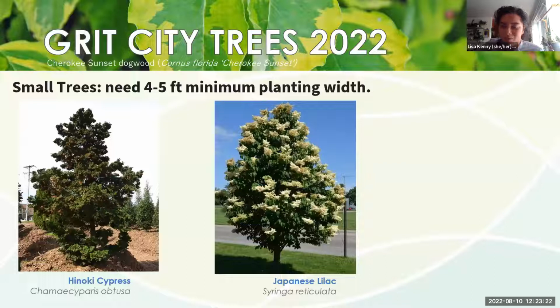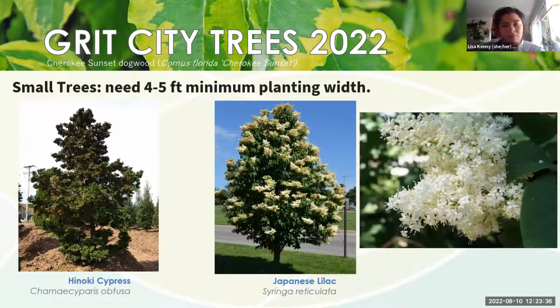I don't know if that's of interest to folks. This tree will get about 25 feet tall. Both of these trees are power line friendly. So if you have overhead power lines, these will be your tree options. They have these really pretty flowers, the lilacs do, that attract butterflies, hummingbirds, insects, pollinators.